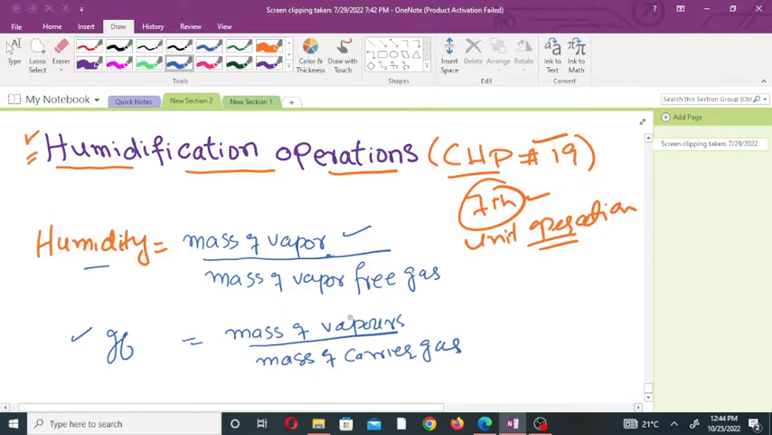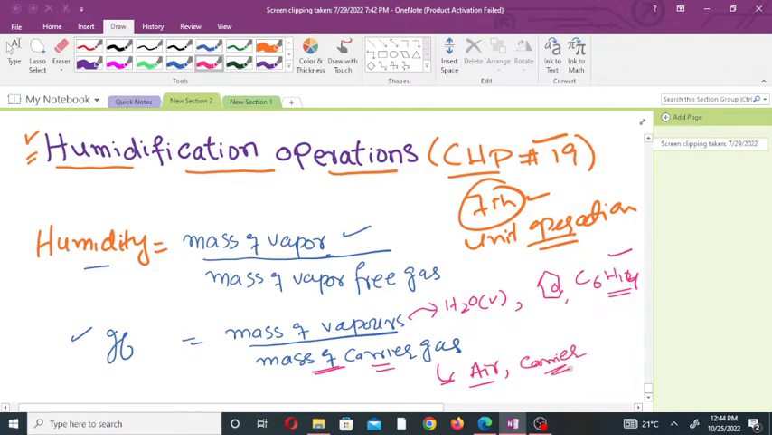Now there are various systems. The vapor can be the vapor of water, like H2O in the vapor phase. It can be the vapor of benzene, the vapor of hexane, or some other organic compound. And the carrier gas can be air, or it can be some other carrier gas, such as propane, butane, or some other gas.